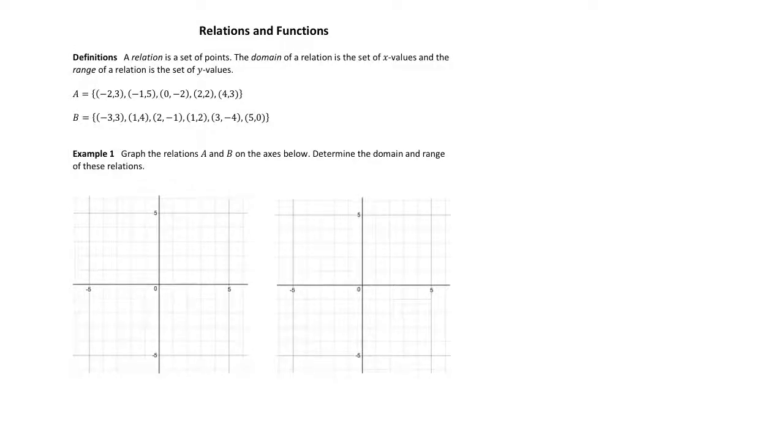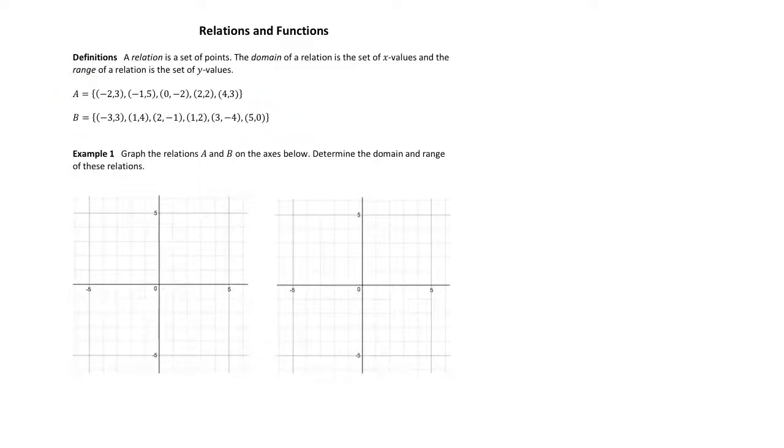A relation is a set of points. So said another way, it's basically a graph, something that we can put in the xy plane. The domain is the set of x values, and the range is the set of y values. Let's make some sense of these definitions by looking at the relations a and b.